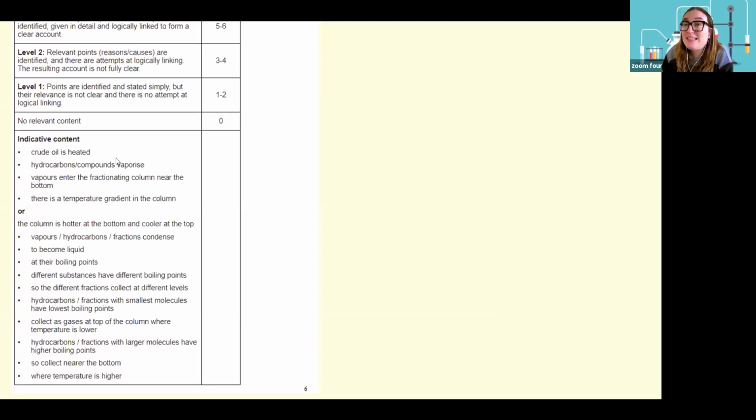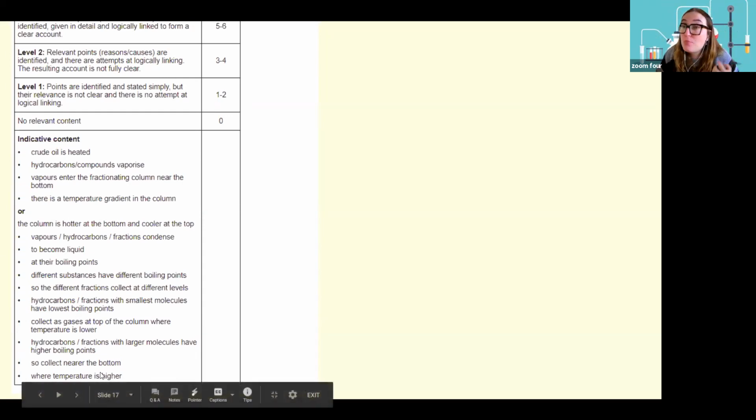So indicative content that you might say. Crude oil is heated. The hydrocarbons evaporate. Vaporize just means evaporate. Vapors enter the fractionating column at the bottom. So it comes in via the bottom of the column and then it gets cooler as you go up. You could also say that they start to condense and they become liquid, but they become liquid based on their boiling points. So the higher the boiling point, they condense lower at the bottom.